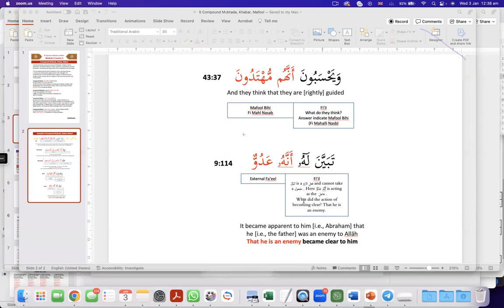Okay, two more examples. Again, it's compound, okay? Wa yahsabuna annahum muhtadun. What is the meaning? Can somebody new come here, please, and read it for me? Anyone? I can do it. Yeah, read and explain, and whatever you understand, just explain. Okay. ويحسبون أنهم مهتدون.